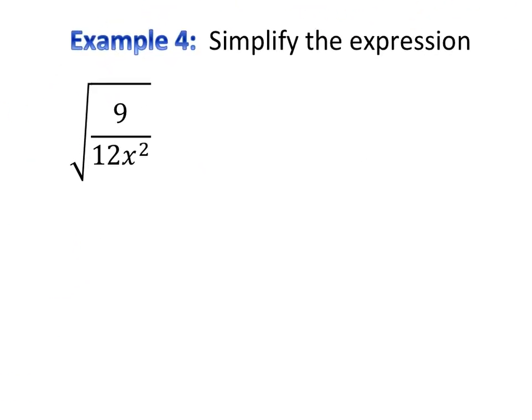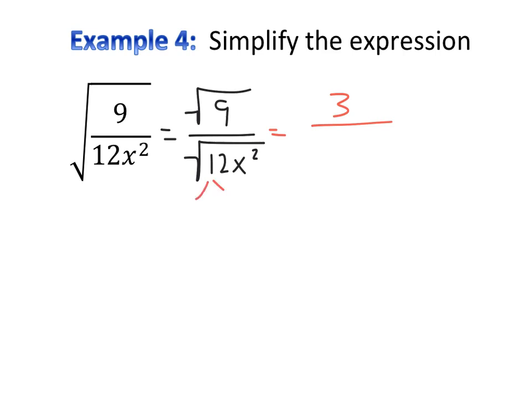The next one starts off with a radical on top and bottom, so I have to rewrite it here. So the square root of 9 over the square root of 12x squared. If I simplify this, the square root of 9 I know is 3. Now I'm going to do a factor tree for that. 4 and 3, 2 and 2, x and x. So on the bottom, we move to the outside 2x, square roots of 3 left over.